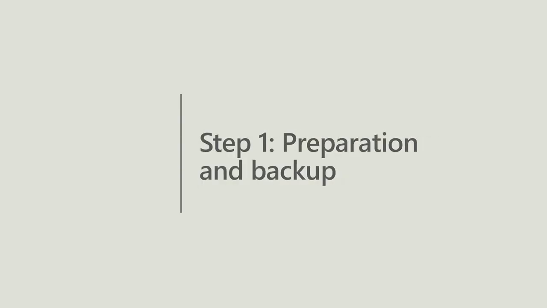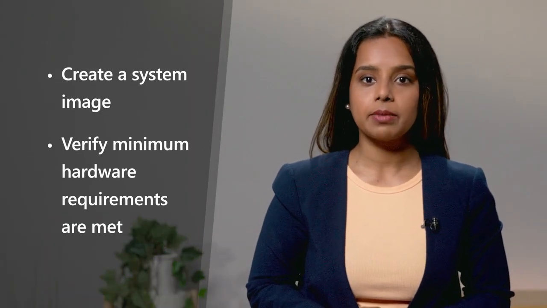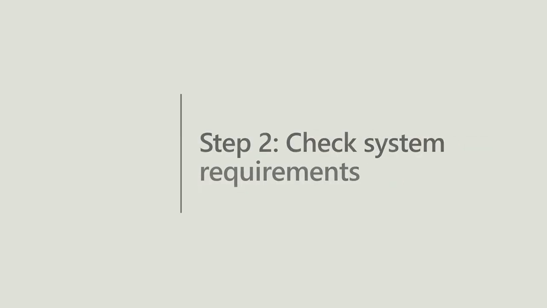Step 1. Before initiating the upgrade, you should ensure that all important data is backed up. Create a system image and verify that the current system meets the minimum hardware requirements for the new Windows version. Step 2. Review the system requirements for the new Windows version and compare them against the specifications of the computers you need to upgrade. This step helps identify any potential hardware incompatibilities that could cause installation errors.